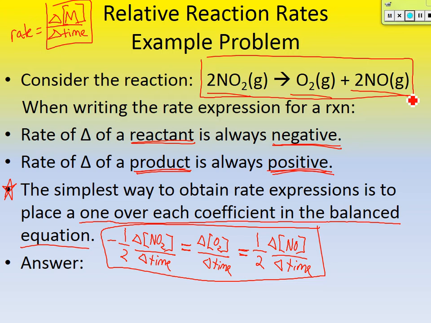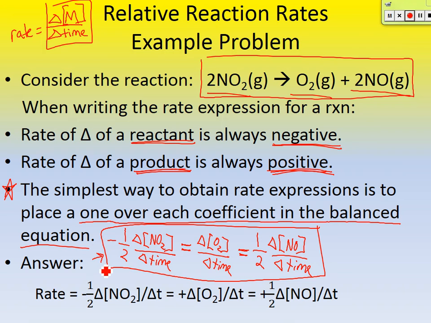Where we're going with this, guys, if we knew the rate at which NO2 was disappearing, could I then use that to solve for the rate at which oxygen is appearing? Yeah. We could. And that's where we're going. We're actually going to quantify this in just a second. But we've got to get used to writing what is known as the rate expression. So that's your answer.